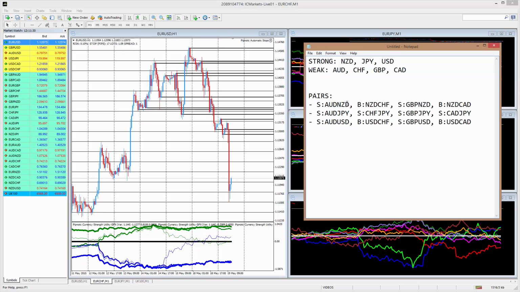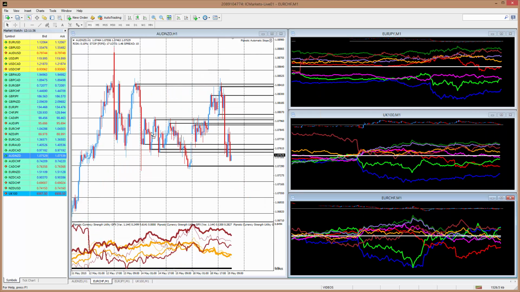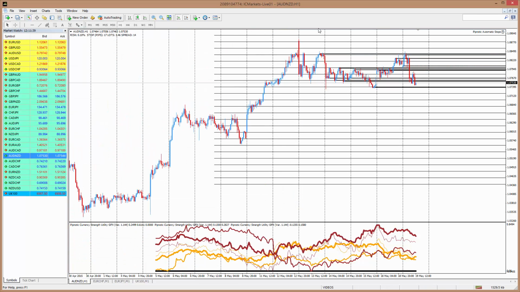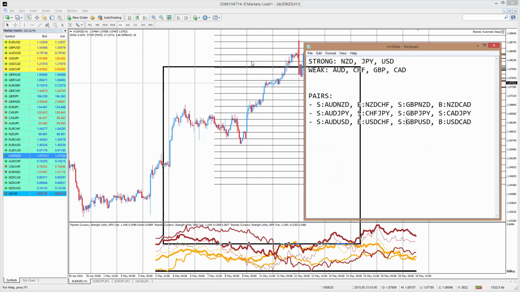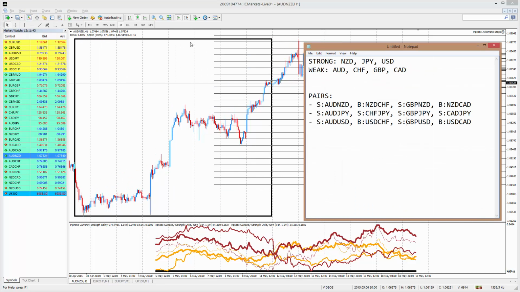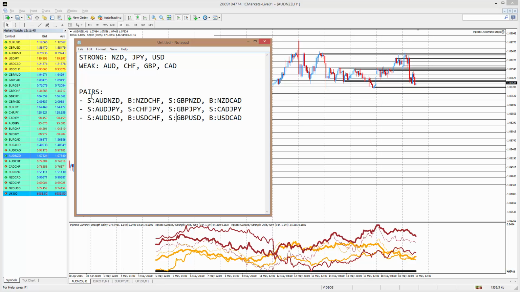So let's start off with the Australian dollar, New Zealand dollar. If we find this one and drag it onto the chart, and enable the full screen so we can see what's going on. So, selling the Aussie Kiwi.